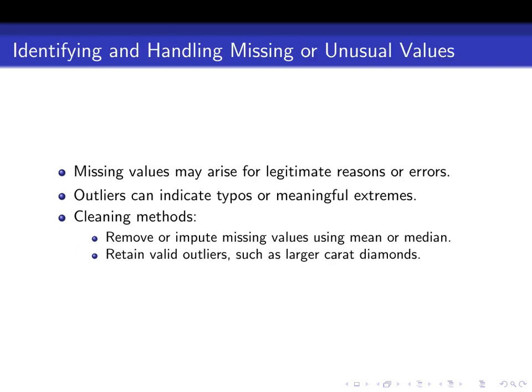Handling missing or unusual values is another vital step in data preparation. Missing values may occur for valid reasons or errors. Outliers, on the other hand, could indicate typos or represent meaningful extremes. Cleaning methods include removing or imputing missing values using the mean or median. Valid outliers, such as a diamond with an unusually large carat size, should be retained, as they may hold significant insights.